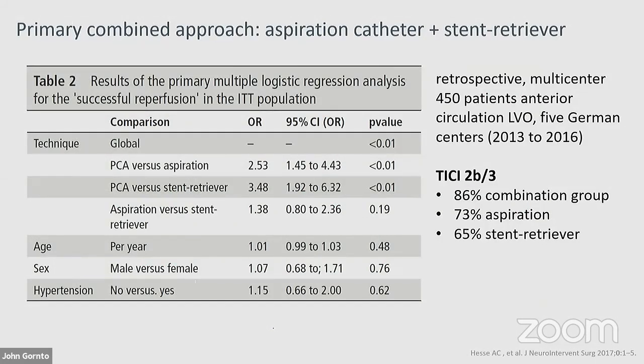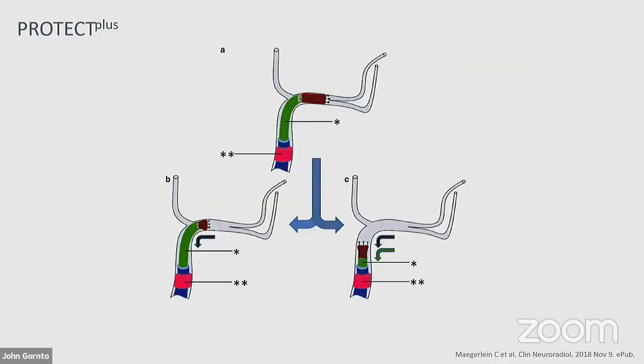And we did an analysis with 5 German centers here, 450 patients, and compared just very easy combination therapy versus aspiration alone versus stent retriever, and the outcome is actually what you would expect. Combination outcome has the best reperfusion rate. But there are further advances.